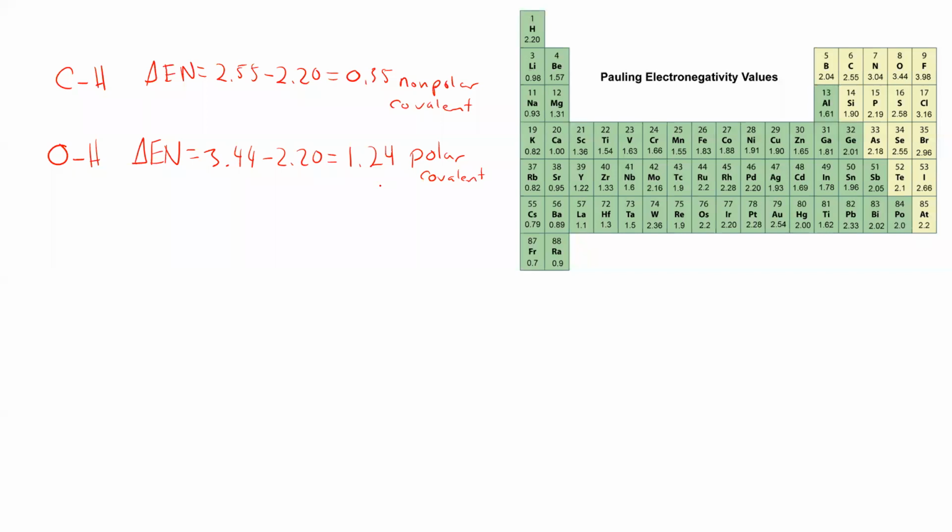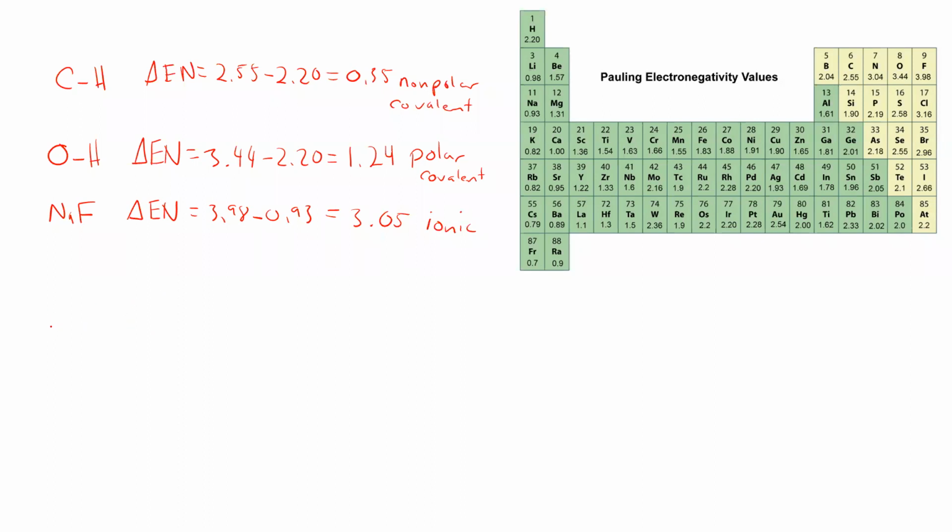Okay. And then you can look at something like, let's say sodium fluoride, where you're going to have an electronegativity difference of 3.98 minus 0.93. So you're going to get a big electronegativity difference there, right? So that would be 3.05. And so that one would just be ionic. And you could do this for any of the elements in the periodic table.